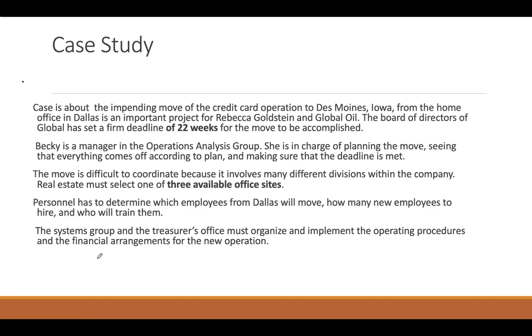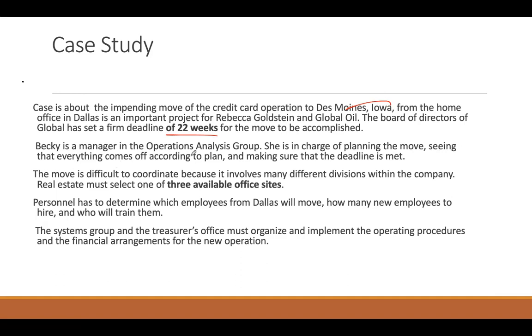Okay, so let me explain the concept using this particular case. This is a case about the impending move of credit card operations to Des Moines, Iowa from the home office in Dallas, which is a project of Rebecca Goldstein and Global Oil. Now the board of directors of Global has set a firm deadline of 22 weeks for the move to be accomplished. So there is a project about office movement and the deadline is 22 weeks.